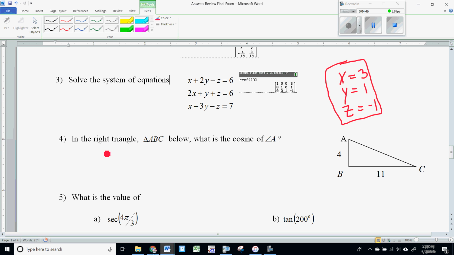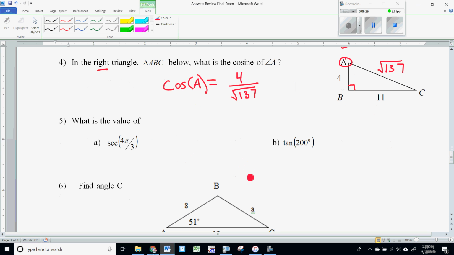All right, so to deal with the right triangle, we first have to figure out what is our hypotenuse. And if we do our a squared plus b squared equals c squared, it's a little different because our c is not at the right angle. So 121 plus 16 gives us the square root of 137. So what is the cosine of A? The cosine of angle A is adjacent over hypotenuse, which is 4 over the square root of 137.